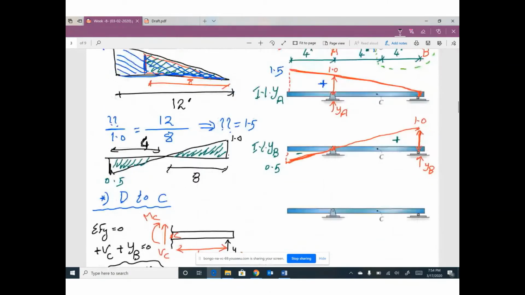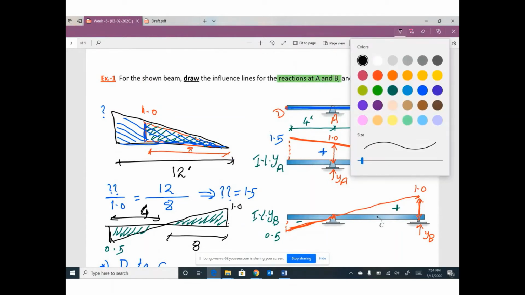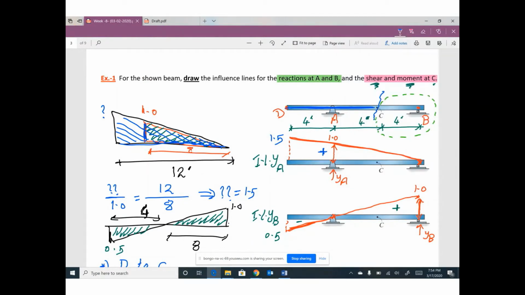Let's start our second trip. Your second trip means your moving load is here, from C to B. So I will do my cut and I will work with the left part to draw my free body diagram.